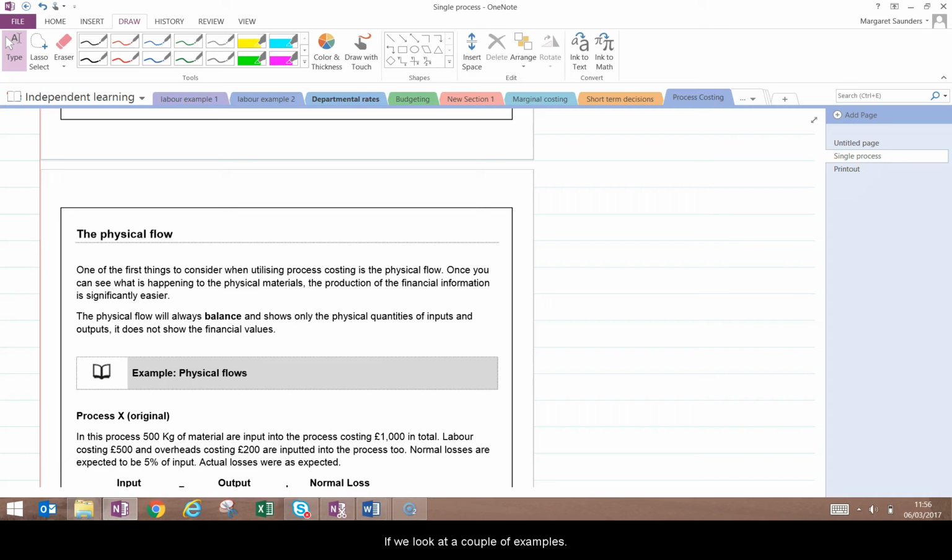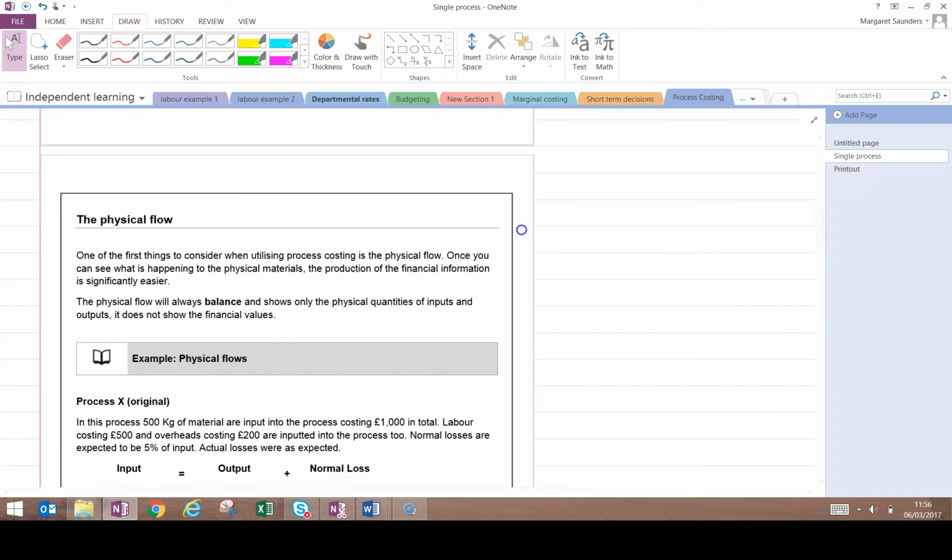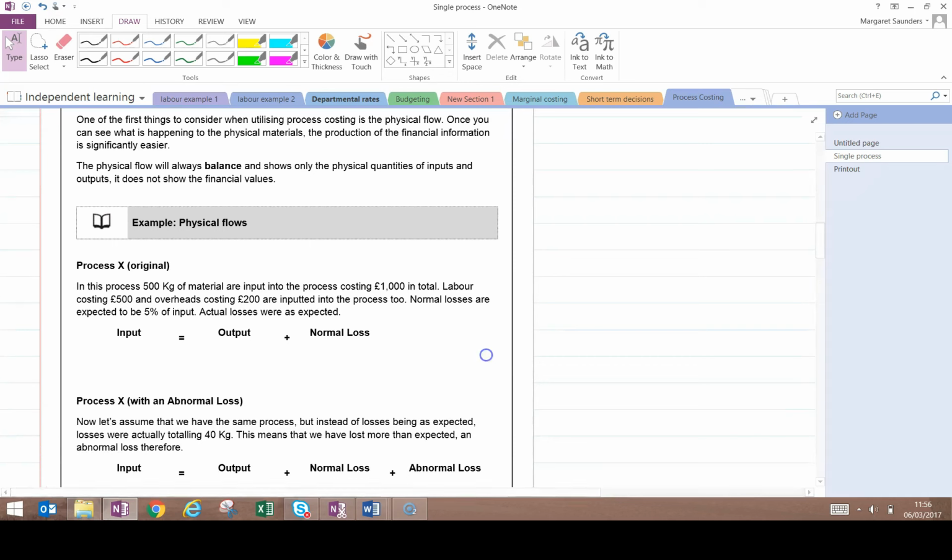So if we look at a couple of examples. So this first example, 500 kilos of material are input into the process, which cost £1,000. Labour costs £500, overheads cost £200. Now for the moment, we're only interested in the quantities. So we input into our process 500 kilos.